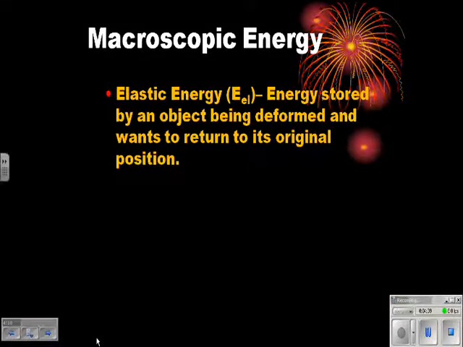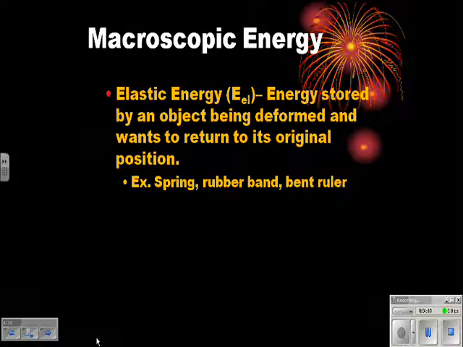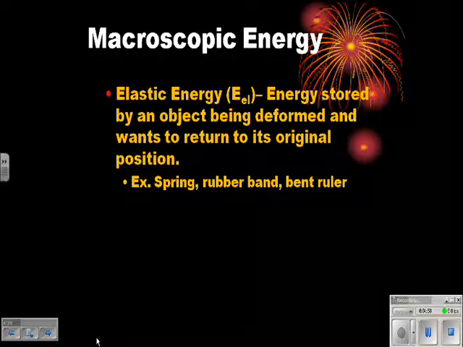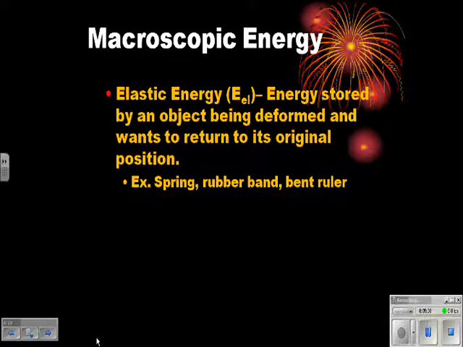So if you think of a spring, if you compress a spring and let go, that's an example of elastic energy. Some examples you can put in your notes: a spring, a rubber band, a bent ruler. Imagine bending a ruler. That's all going to be elastic energy because it's stored based on a deformity in the object and the fact that it wants to go back to its original position.